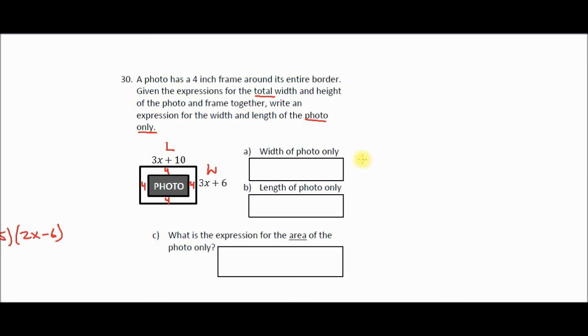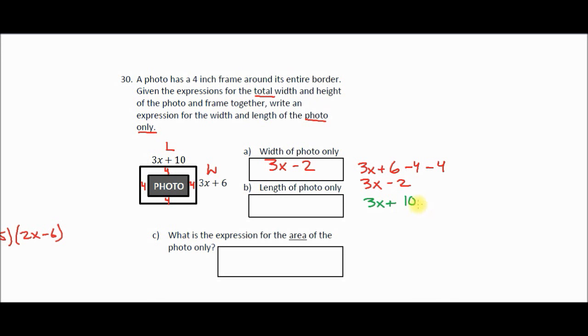So the width of the photo only, we start off with 3x plus 6, which is the width of the frame and the photo. We're going to have to get rid of 4 inches from the top and 4 inches from the bottom. So our final expression is 3x, 6 minus 4 is 2, minus 4 is negative 2. So the width of the photo is 3x minus 2. And then the length here is, and again, you could just name this width and this length, it makes no difference. In our case, the length is 3x plus 10.